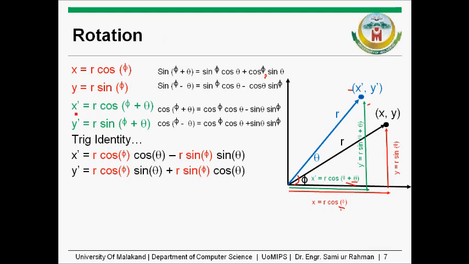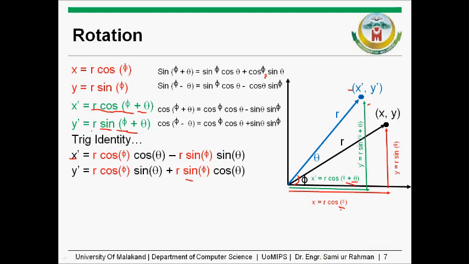Okay, we have this equation, and we can use these trigonometric identities and expand it like this, and then we can also expand these identities, like this one. Clear? No confusion so far? Okay, so everything is simple.